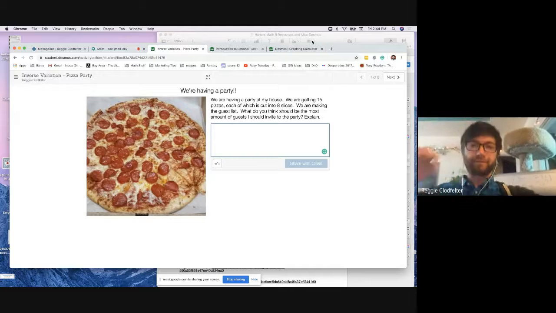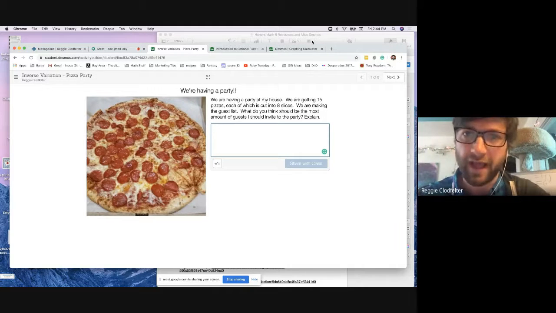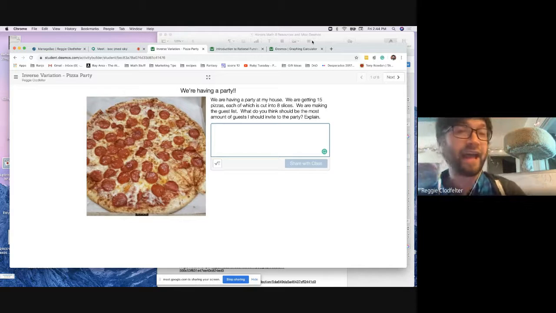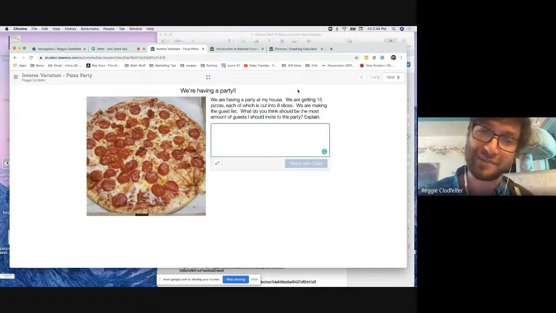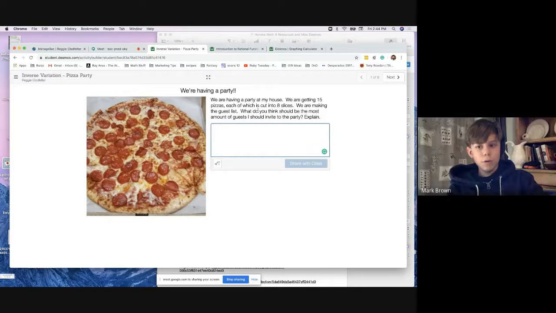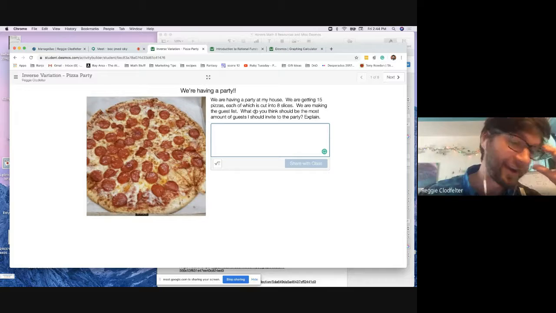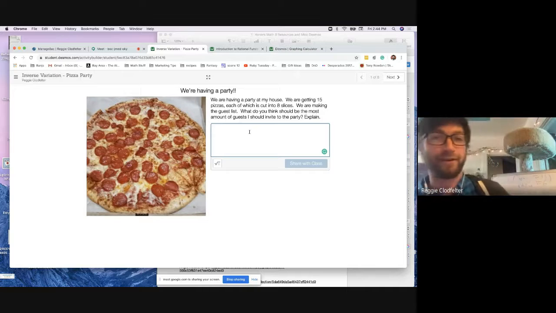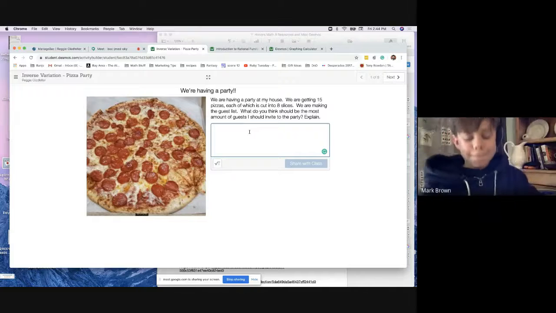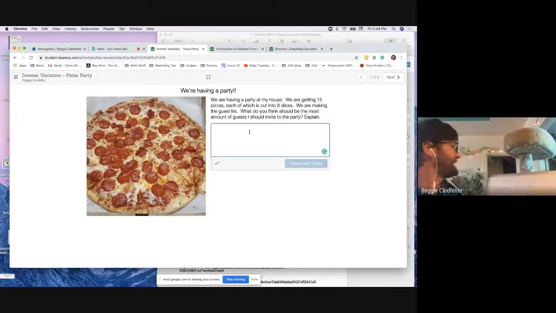So at the start of this assignment, we're doing rational functions, and instead of just showing you what they are, we're going to have a pizza party. A pretend one at my house because we are in a pandemic and we can't actually have pizza parties. So we're getting 15 pizzas that we're cutting into 8 slices each.